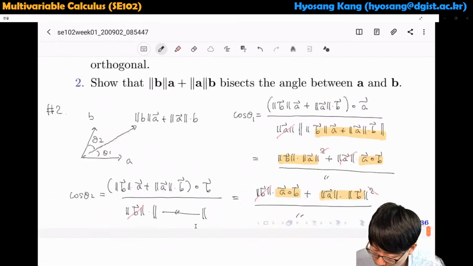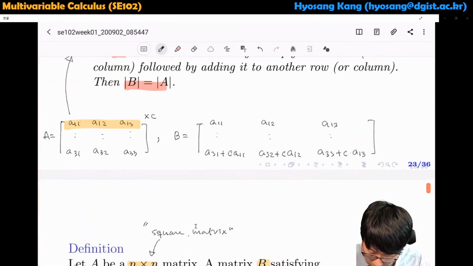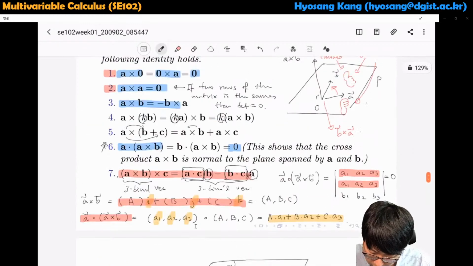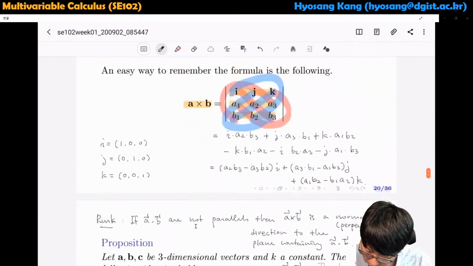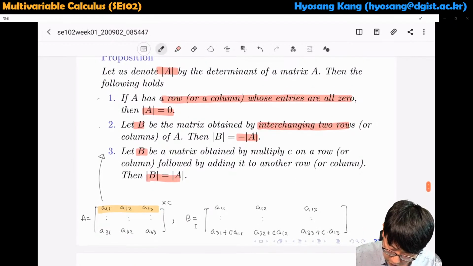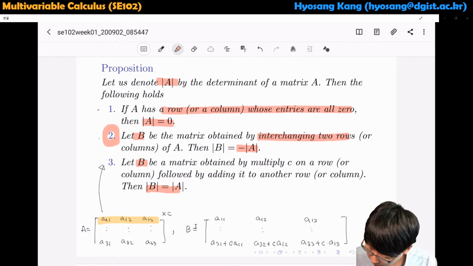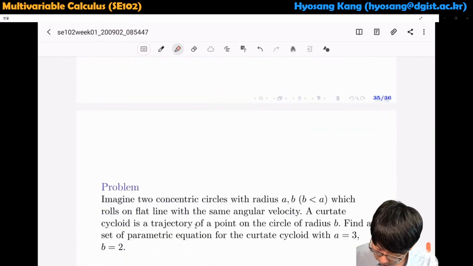Let me go back to this slide. Where was it? Here, proposition 2. Yeah, so 23. Okay.